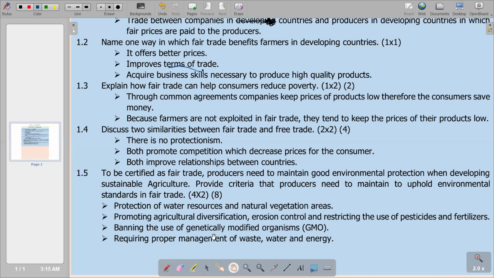So we move on to the last point, which is requiring proper management of waste, water, and energy. So these are the 4 points that we can use as criteria that producers need to maintain to uphold environmental standards in fair trade. So this is what we have, guys, according to this video.